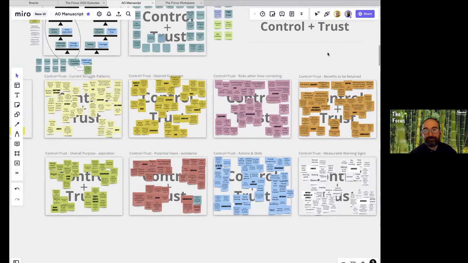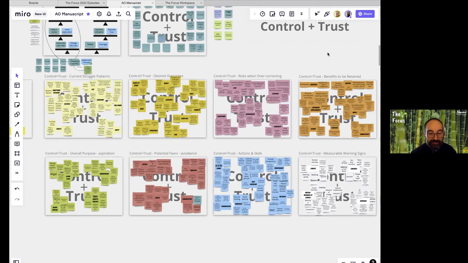So you can use this as a playbook in your own context and ask, do I notice any of these? Yes or no? And that will give you an idea of what you can go and look at and then systematically try to improve, to live in the thriving zone with control and trust.